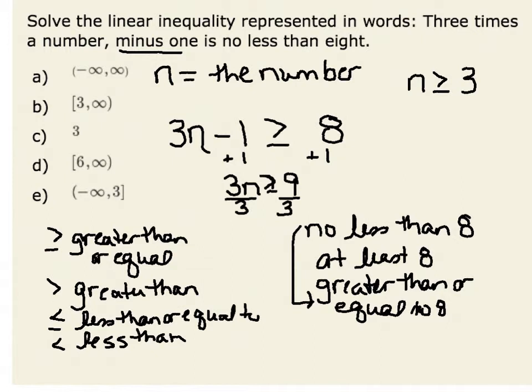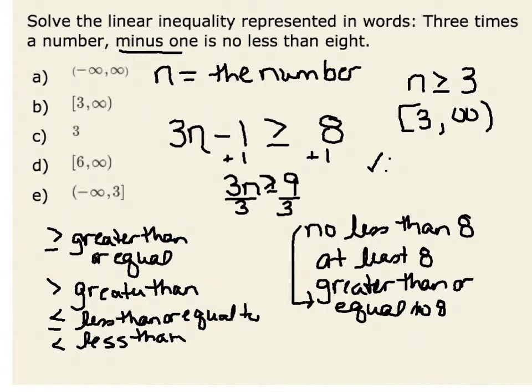Now we must translate this into interval notation. If n is greater than or equal to 3, we would start and include 3 using our bracket. And since n is greater than or equal to 3, we would finish our interval notation with our infinity sign in our parentheses. Now let's check our work.